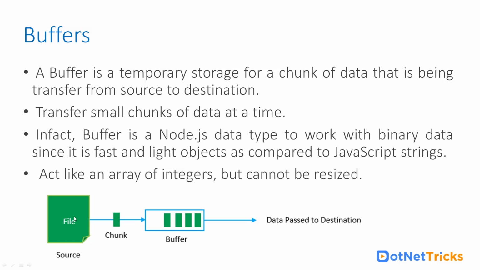This diagram gives us an idea of what we mean by buffer. This file is our source. Then using a buffer, we transfer small chunks of data, which are binary objects, over the network. Let's see the characteristics of a buffer before we move into creating our own buffer object. The max buffer limit is 2 GB. Initially, when the Buffer class was created back in 2011, it was 1 GB. Now it is 2 GB.